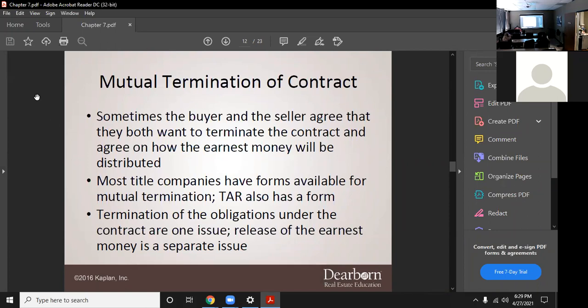Usually if it's a mutual termination, it goes to the buyers because they're the ones who put all the money up. So if you're mutually agreeing to terminate, it usually just goes back to the buyers because then everybody's back to ground level and everybody can move on with their life. But I have seen this where if you try to mutually terminate and the other people agree to terminate, but they won't release the earnest money, you might have to deal with that.